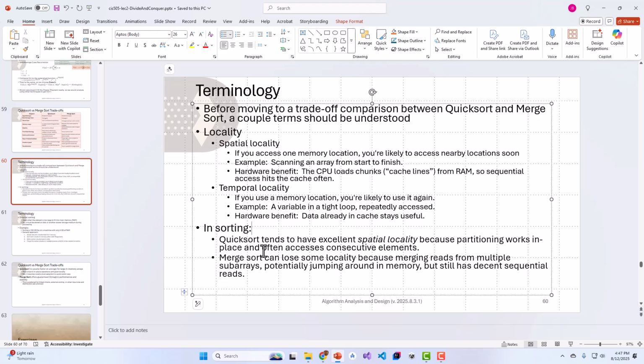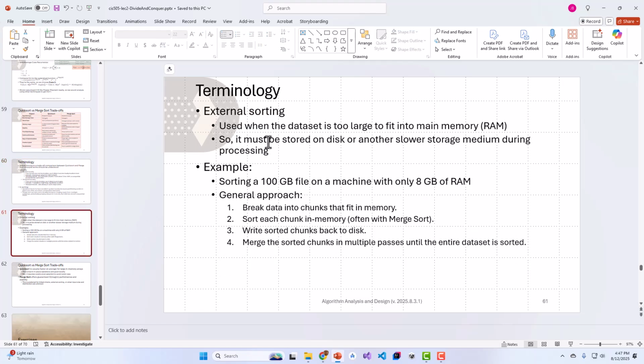Okay, within it, and often accesses consecutive elements. Merge sort can lose some locality because merging reads from multiple subarrays, potentially jumping around in memory, but it still has decent sequential reads. External sorting is another term you should be familiar with.